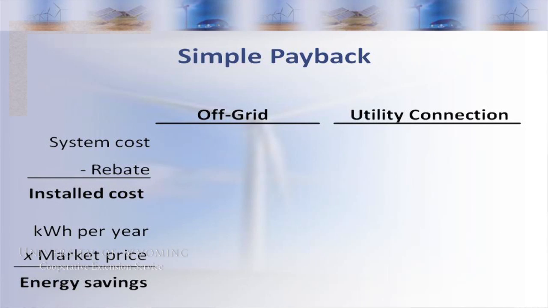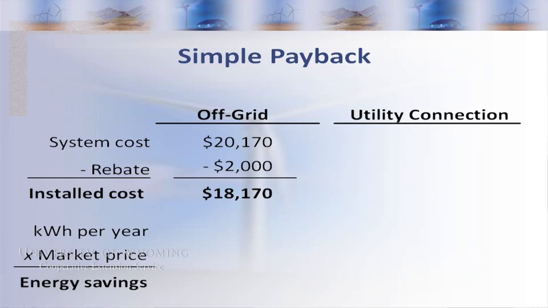Using figures consistent with Bob McGovern's case, we can compare the simple payback between a hybrid off-grid system and connecting to the utility grid. For a 6 kilowatt hour a day system, we have a system cost of $20,170 minus any incentives. For this example, we are using a hypothetical rebate of $2,000 for a total installed cost of $18,170. Obtain a connection quote from your utility. Costs generally range from $20,000 to $30,000 per mile. For this example, we'll use $25,000.